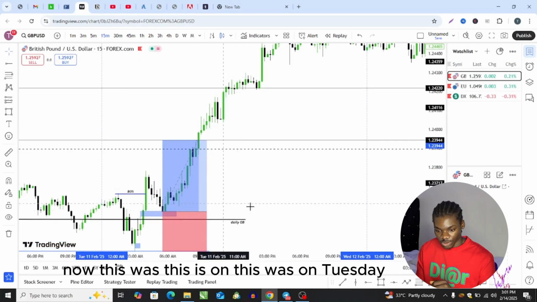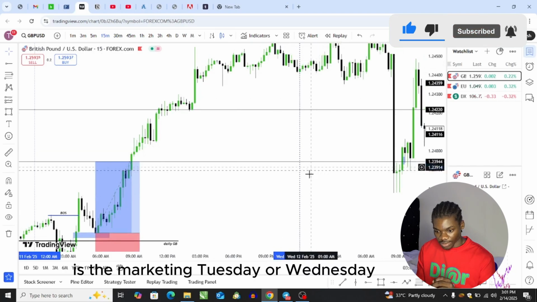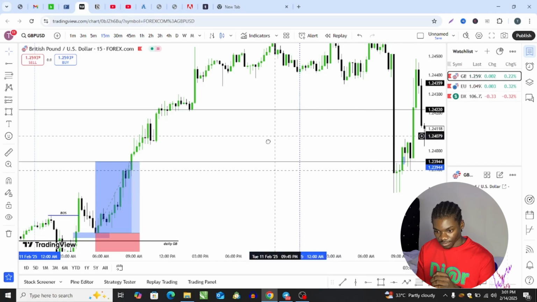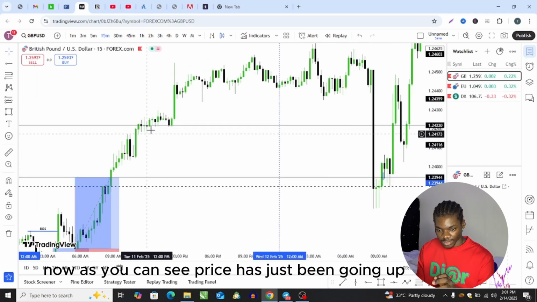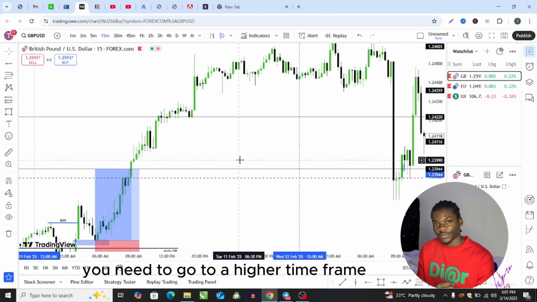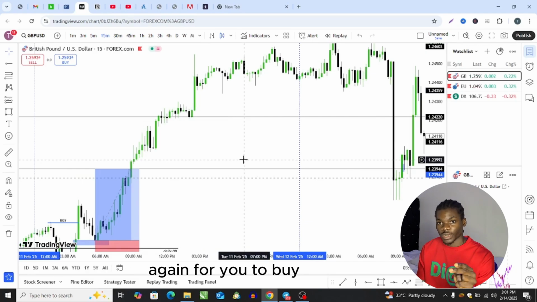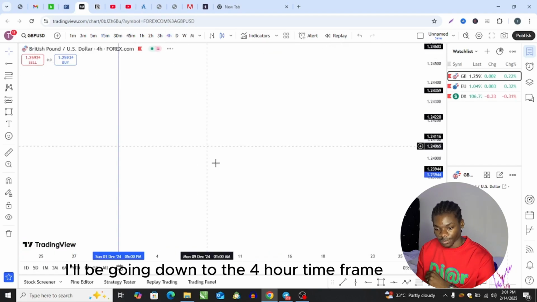Now this was on Tuesday, and this line right here is the marking of Tuesday and Wednesday. So from here is Wednesday. Now this is Wednesday trading. Now, as you can see, price has just been going up, consolidating. You need to go to a higher time frame to identify where price is going to drop down to again for you to buy. So for this, I'll be going down to the 4-hour time frame.